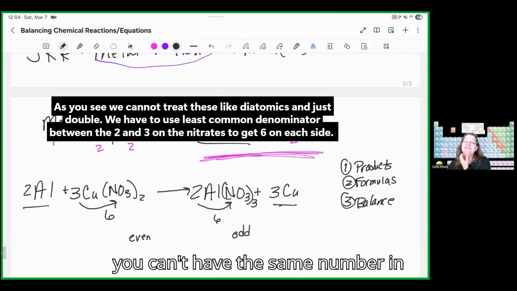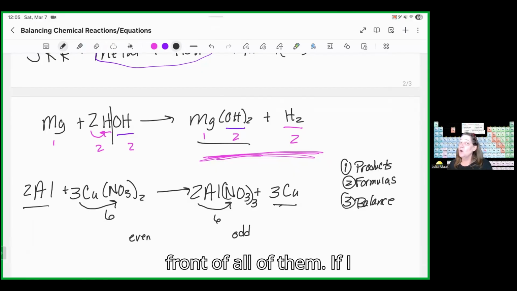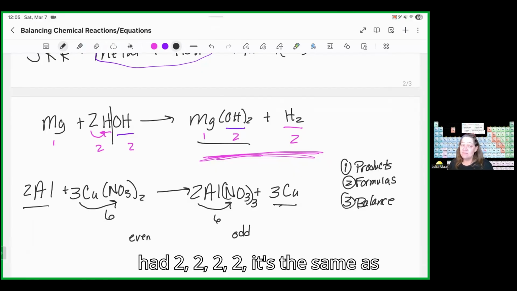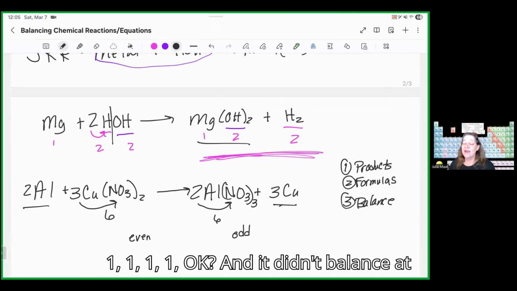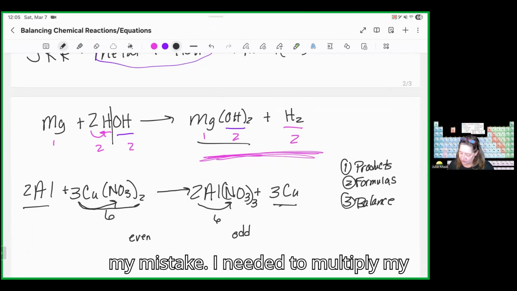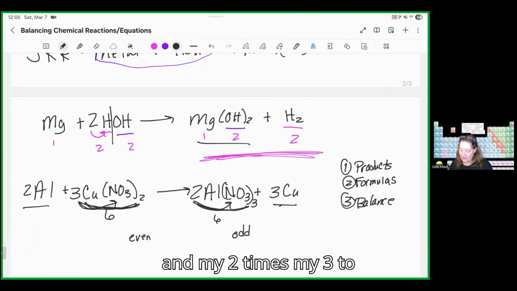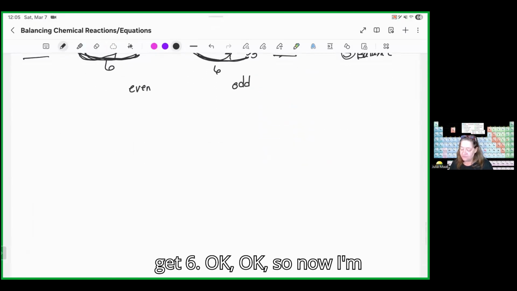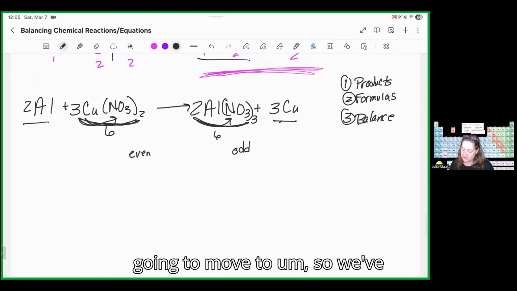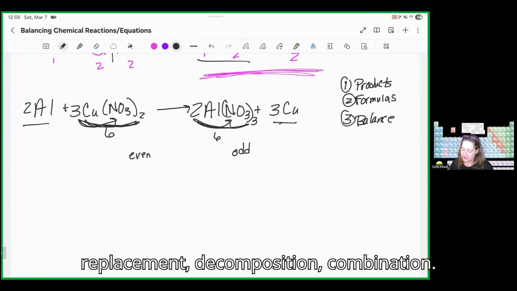Because you can't have the same number in front of all of them. If I had 2, 2, 2, 2, it's the same as 1, 1, 1, 1. And it didn't balance at 1, 1, 1, 1, so I knew 2, 2, 2, 2 was not correct. And that's where I made my mistake. I needed to multiply my 3 times my 2 to get 6, and my 2 times my 3 to get 6. Okay, so now I'm going to move on. We've done a single replacement, double replacement, decomposition, combination.